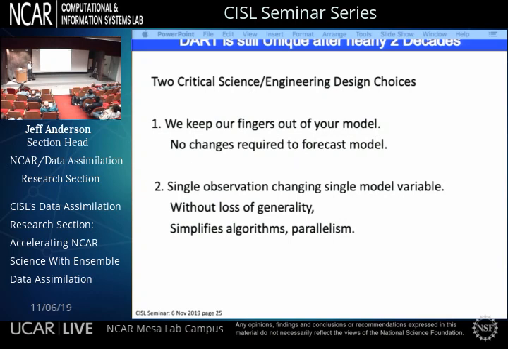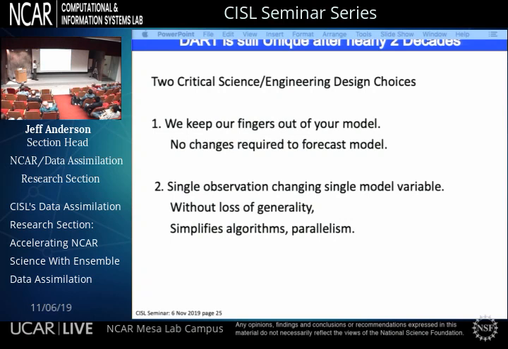And that's due to 2 critical engineering choices, which actually look kind of like Luddite choices sometimes if you're a software engineer. We thought about these things. They're not Luddite choices. But the first one that's truly important is that we don't put our fingers into the forecast model. If you come to us with a model that does forecasts, there are no software changes to your code to put it in and build a prediction system with DART.